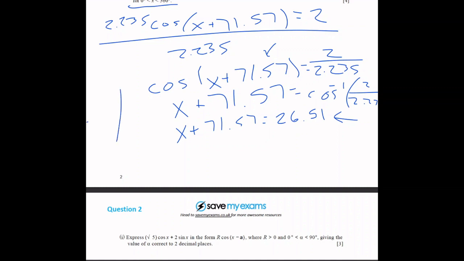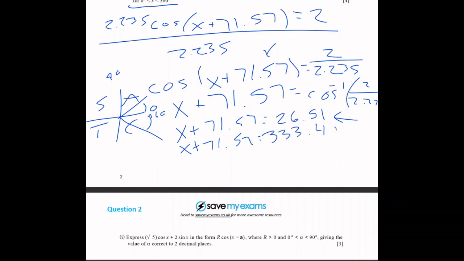So 26.51. All students turn cosine, or all students trust Cambridge. 26.51, if this is 90, this is 0. It falls right over here. And where cosine is still positive, it falls right over here. So I'm going to find the distance between here and here. The distance is 26.51. So I'm going to do 360 minus 26.51. From there, I get 333.49. So x plus 71.57 equals 333.49. And now I have my two equations I can finally solve for.